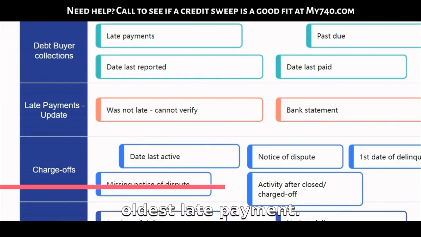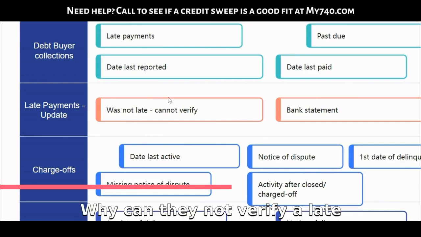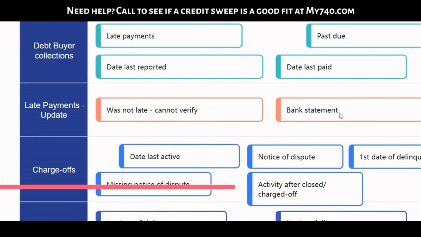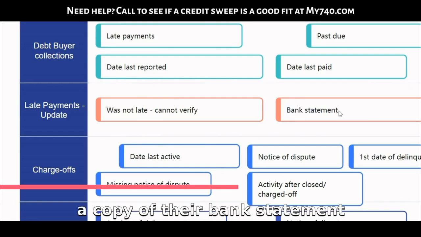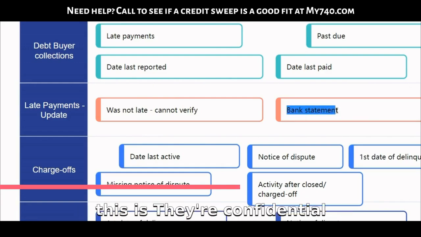You're going to go after the oldest late payment. Why can they not verify a late payment? Obviously, they would have to give up, they being the data furnisher, whoever they are, Capital One, American Express, whoever, they have to actually provide a copy of their bank statement, and they're not going to do this. This is their confidential information.